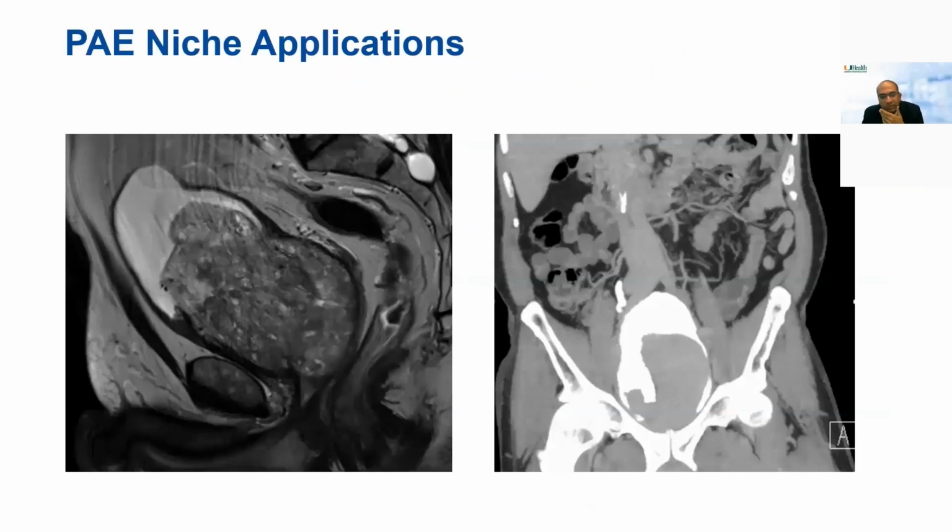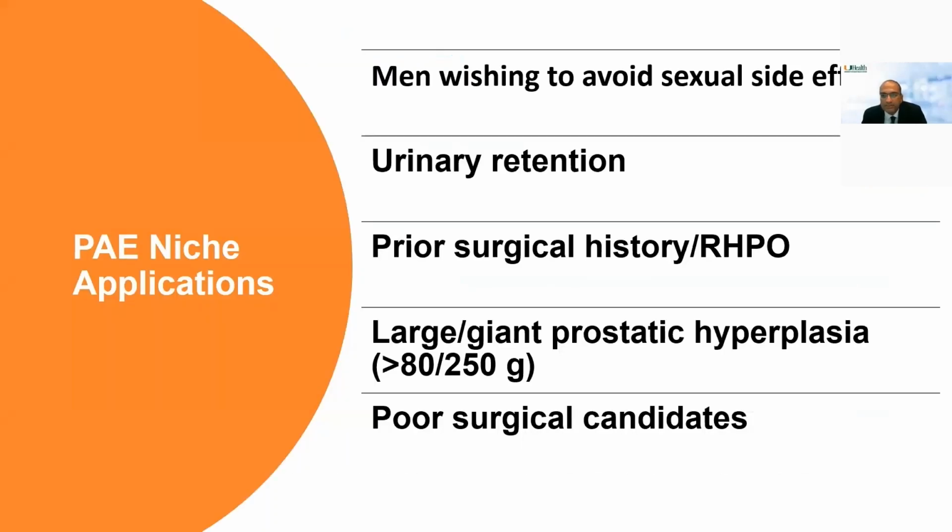So again, whenever you see these large 300 plus, 200 plus gram glands, those are really best served by embolization. So niche applications also really patients with urinary retention, prior surgical history, refractory hematuria, large glands, poor surgical candidates, and men wishing to avoid any sexual side effects.